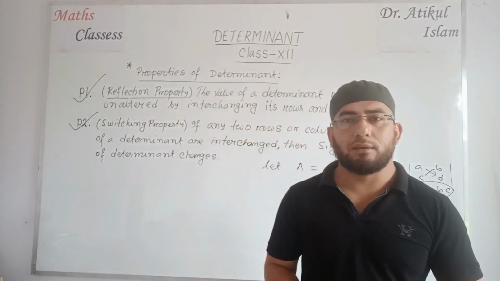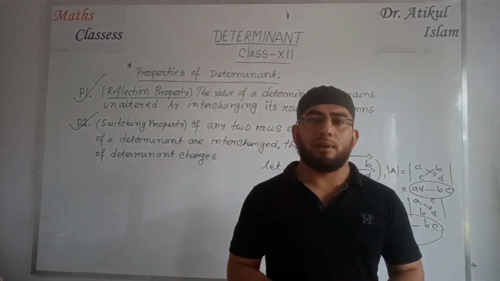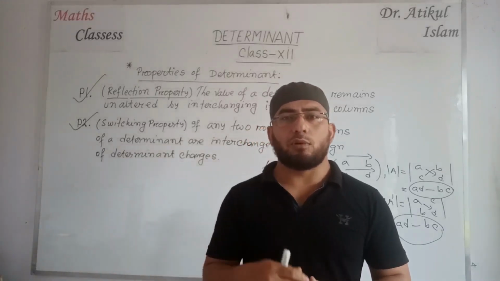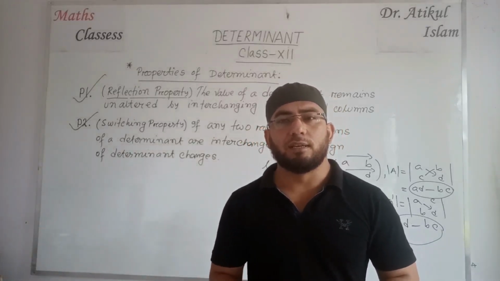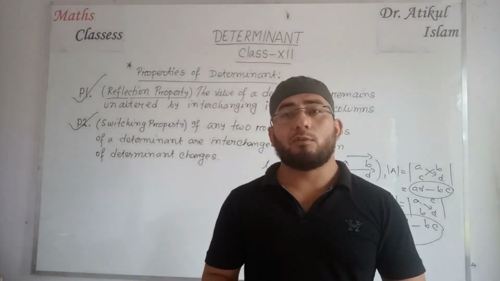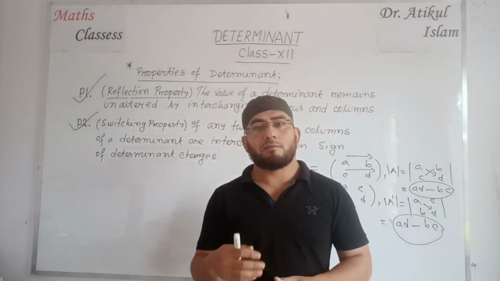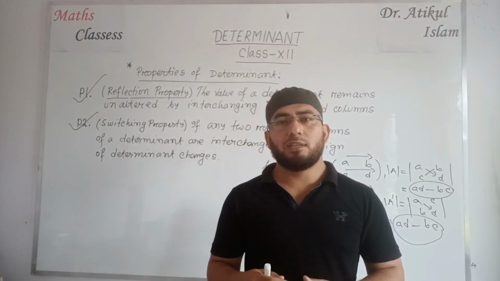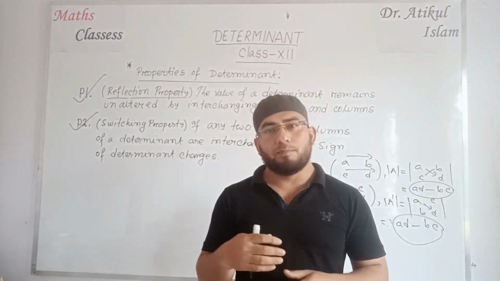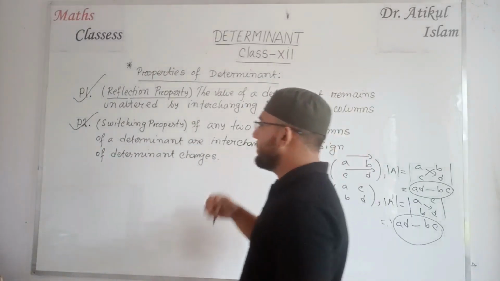Suppose in a certain determinant the value is 6 and you are changing any two rows, say the first and second row, then the determinant value will change. That is, there will be one negative sign, so the answer of the determinant will be minus 6. So in this way, if you change any rows or columns, the sign of the determinant changes. So this is your property 2.